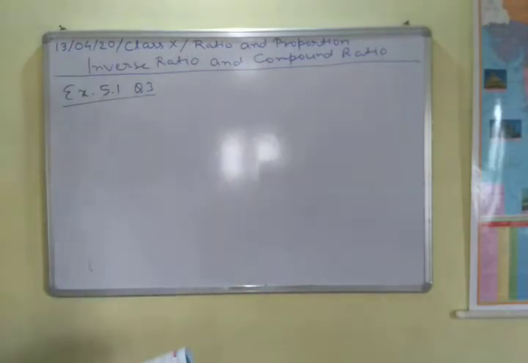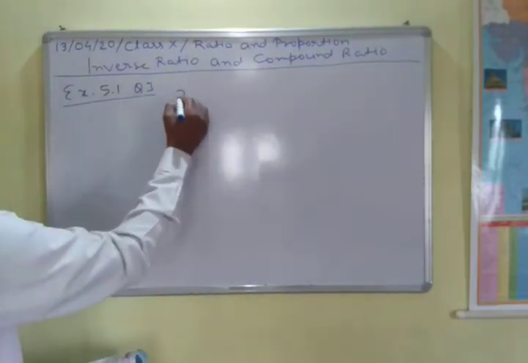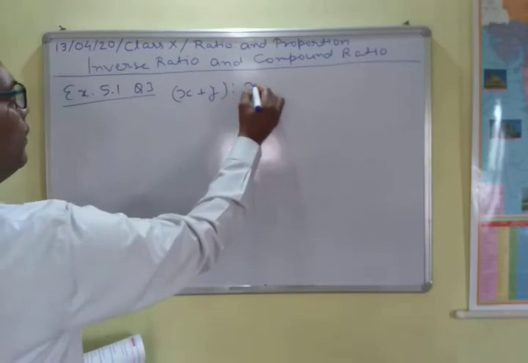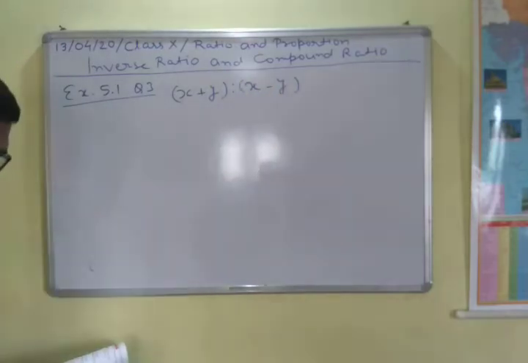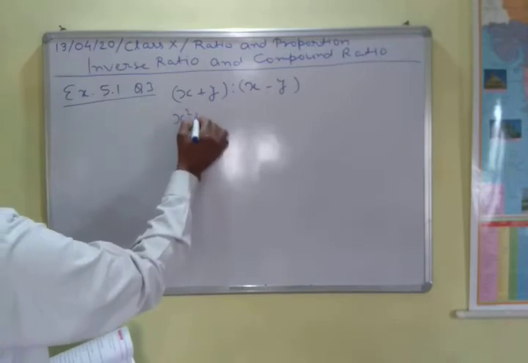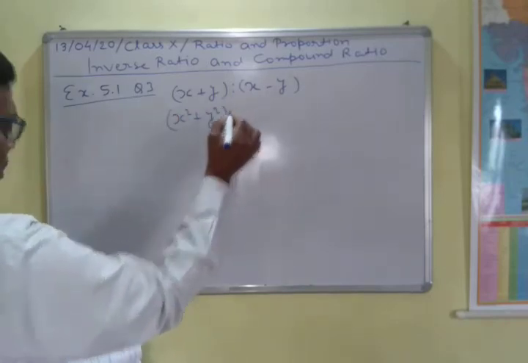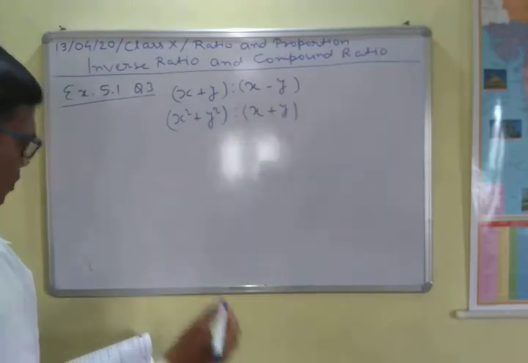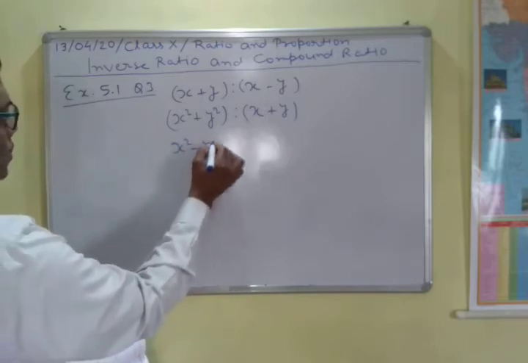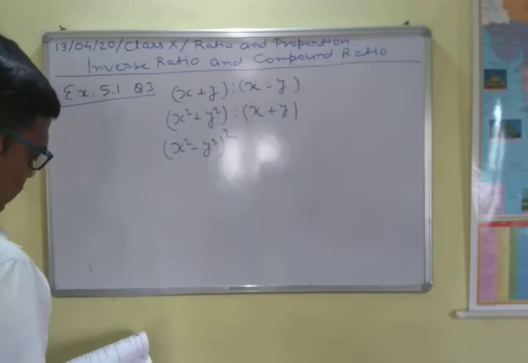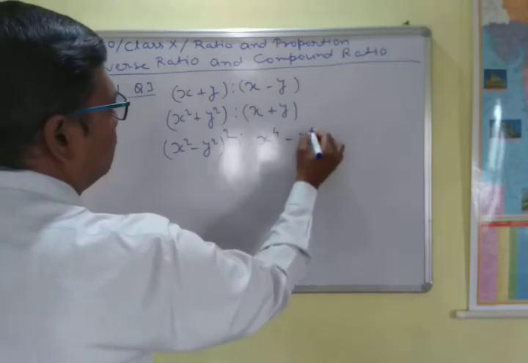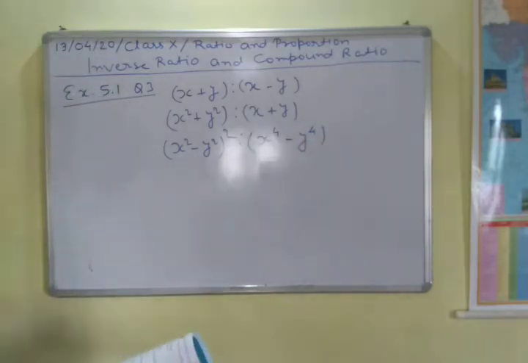Of the compound ratio is this, that is x plus y is to x minus y. One ratio is there and the other ratio is x square plus y square is to x plus y, and the third ratio is x square minus y square whole square is to x to the power 4 minus y to the power 4. So we have to find out the compound ratio of all these three ratios.